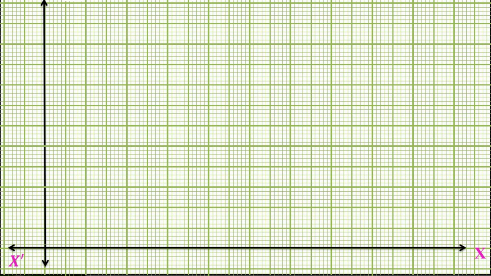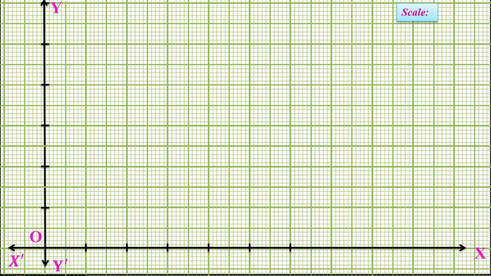Now draw a horizontal line, the x-axis, mark x and x dash. Draw a vertical line, that is the y-axis, mark y and y dash. Both lines intersect at point O, that is the origin. Now mark the side of square on the x-axis and mark the perimeter of square on the y-axis.